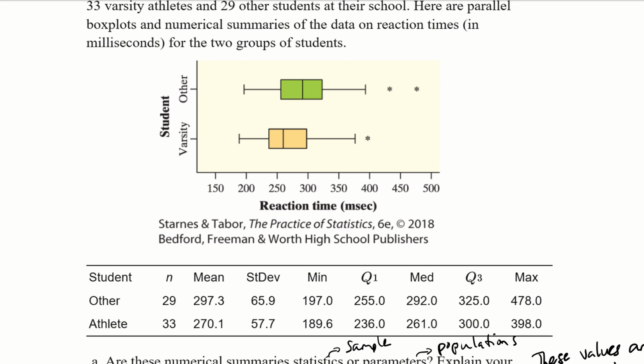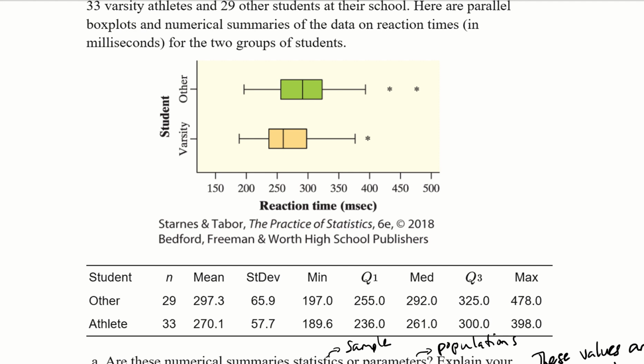Okay? The varsity group. If I look at the varsity group, it appears to be skewed to the right. This tail on the right side seems to be longer compared to the tail on the left side. In addition, you can see that because a good chunk of the distribution is on the left compared to on the right. So that means it's skewed right.